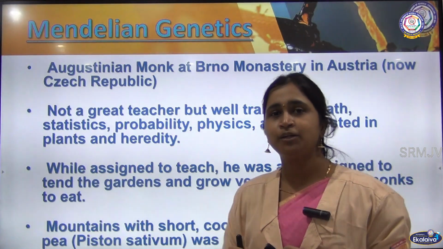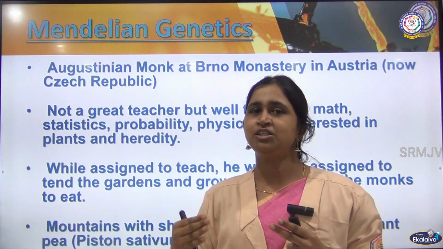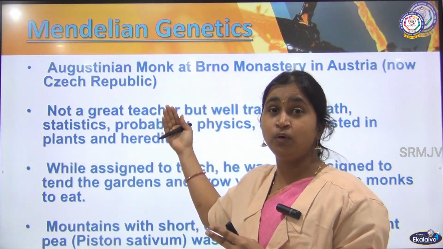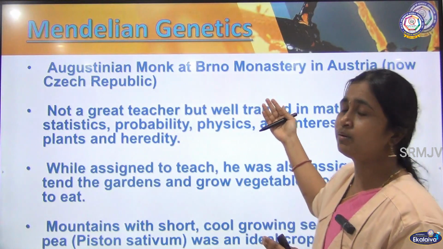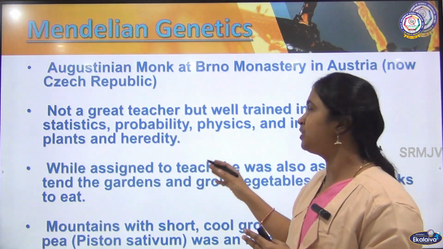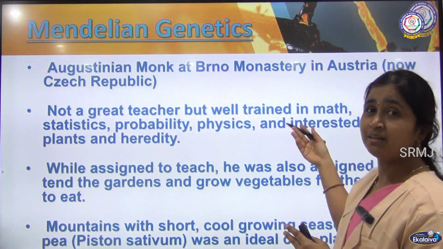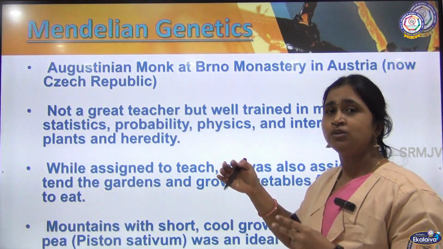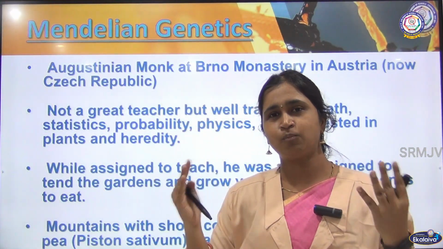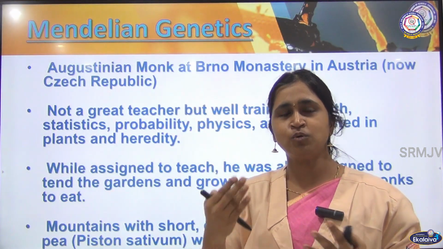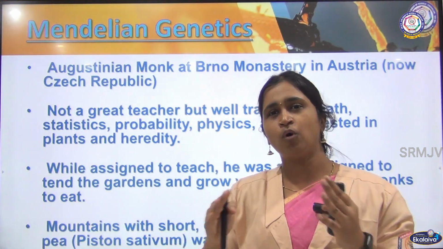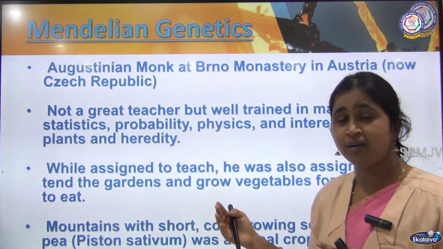Mendelian genetics. In the beginning I told you who is the father of genetics, G.J. Mendel or Gregor John Mendel. Okay, about Mendel's history, who he was. He was a monk, working in a monastery, and then he was a teacher also, but not a great teacher, but he was very much interested in training, that is mathematics, statistics, probability. So he did research work. In his research he incorporated all these subjects, mathematics and probability. If you see Mendel's research work, mostly it deals with some calculation also, and he got experimental evidence for all those things, and it's worldwide accepted.